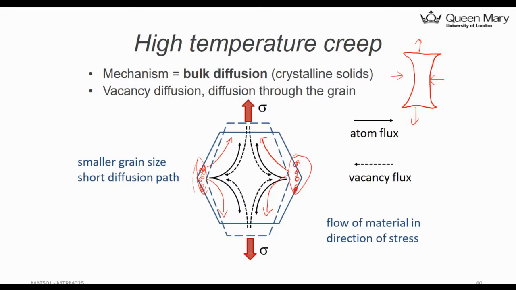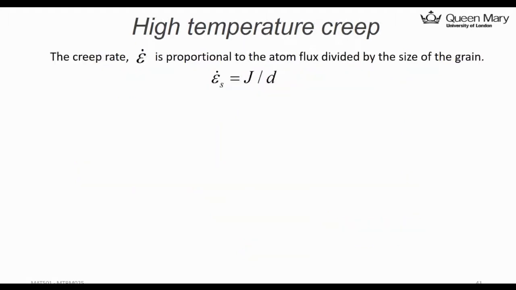Okay, so that's why I'm plotting here. Vacancy flux will follow the dashed line, but the atom flux will follow the solid line. Okay, to help you understand that. So the equation for the diffusion controlled creep is basically related by this.